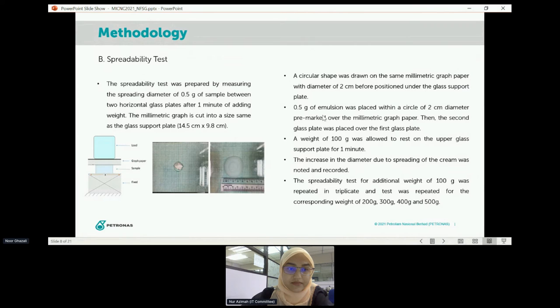The sample, this emulsion being the formulated sample, was placed within a circle of 2 cm diameter, pre-marked over the millimetric graph paper. Then the second glass was placed over the first glass plate, and a weight of 100 gram was allowed to rest on the upper glass support plate for 1 minute. The increase in diameter due to the spreading once the weight is added was noted and recorded. This test was repeated in triplicate, and also repeated for the corresponding weights of 200 gram, 300 gram, 400 gram, and 500 gram.